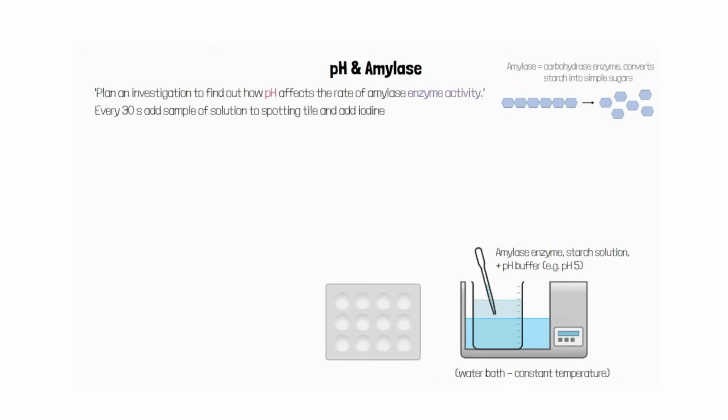Every 30 seconds, we take a sample of the enzyme and starch solution and we add it to a spotting tile. We then add a few drops of iodine. If starch is present in the solution, it will turn blue-black. We keep taking samples every 30 seconds and testing them with iodine. Over time, as the amylase breaks down the starch, there will be less and less starch left, so it will turn less blue-black.